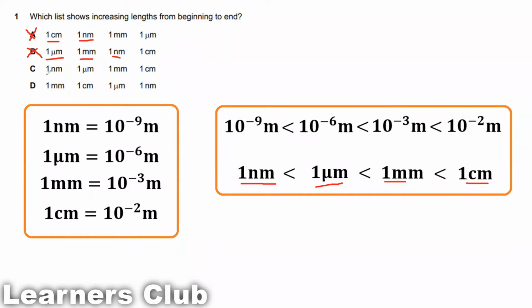Option C, 1 nanometer. That's right. Then goes to 1 micrometer. That's correct. Then goes up to 1 millimeter and then 1 centimeter. So it is in perfect ascending order. Therefore, the answer is option C.